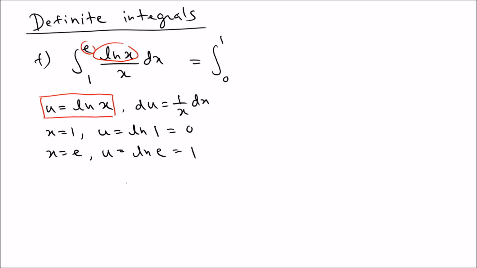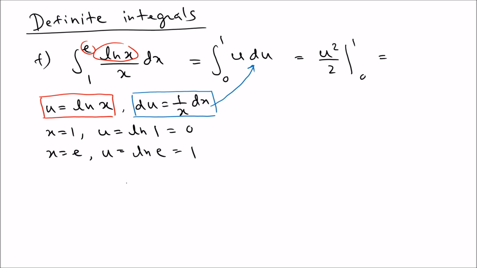ln x is u, and dx over x is simply du. So that's what happened, because you can see this part, du is 1 over x dx, that's exactly sitting there. Perfect. So it's a very simple integral, very easy to integrate. u squared over 2. This is a definite integral, we don't add plus c, so it's from 0 to 1. So let's plug in: you get 1/2 minus 0. So it's 1/2.